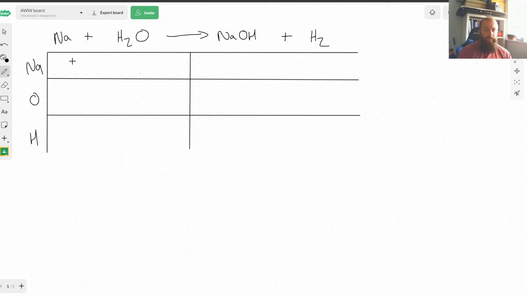So I've got 1 sodium. Change colour just so we can see what's going on. I've got 1 sodium. I've got 1 oxygen. I've got 2 hydrogen. 1 sodium here, 2 hydrogen, 1 oxygen. On this side, I've got 1 sodium here. I've got 1 oxygen. But look, I've got 1, 2, 3 hydrogen. This doesn't work because actually the problem I've got is I've got an odd number of hydrogen over here, but an even number over here. We can still get there though. So remember, we can only put numbers in front. So the first thing I'm going to do, I'm going to try putting a 2 here.